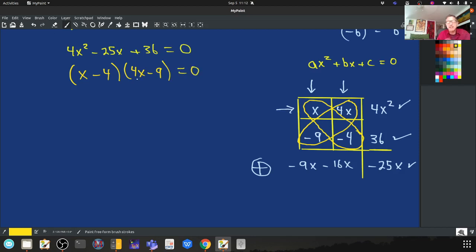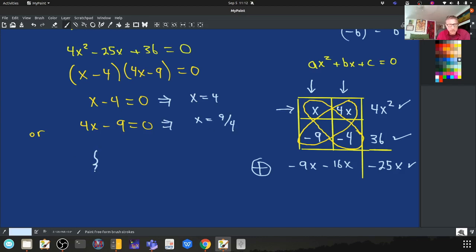Now I'm so happy that I did this, because this is so much easier to solve. This means either x minus 4 is equal to 0, or 4x minus 9 is equal to 0. And literally, by now, you should be able to solve both of these in your head. This implies x is equal to 4, and this implies x is equal to 9/4. So our solution set contains two values, 4 and 9/4.